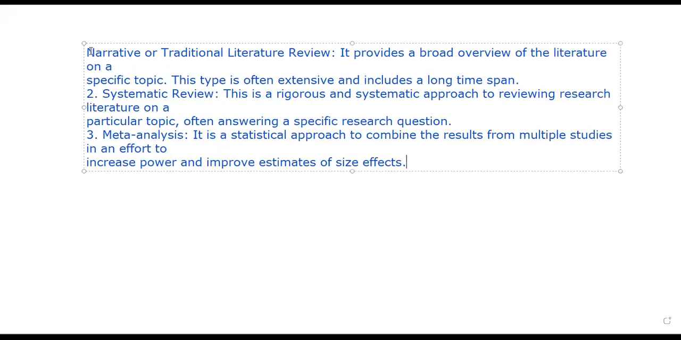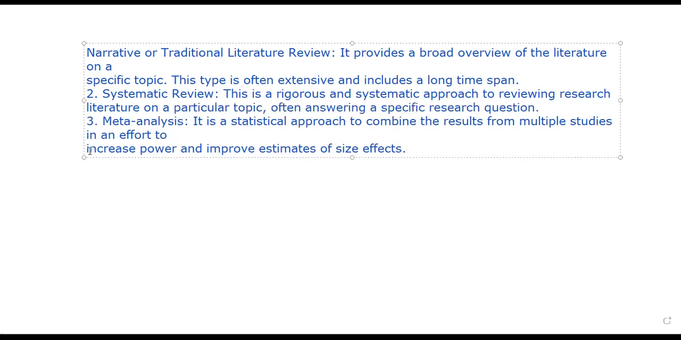So a narrative or traditional literature review provides a broad overview of the literature on a specific topic, and this is often extensive and includes a long time span. All right. And then there's the systematic review, which is a rigorous and systematic approach to reviewing research literature on a particular topic, often answering a specific research question. And this is what we normally do in the case of UNILAS.